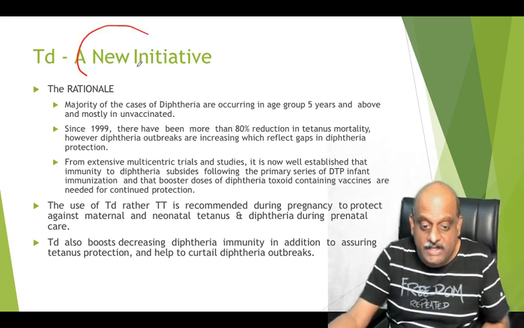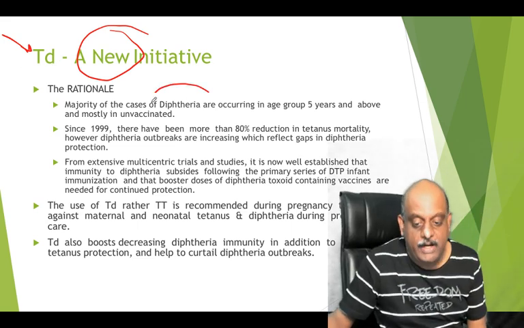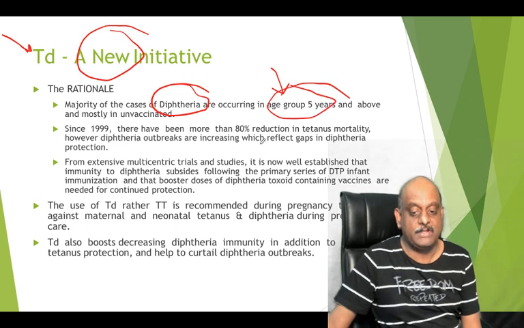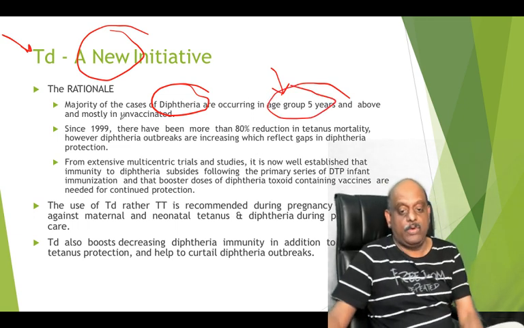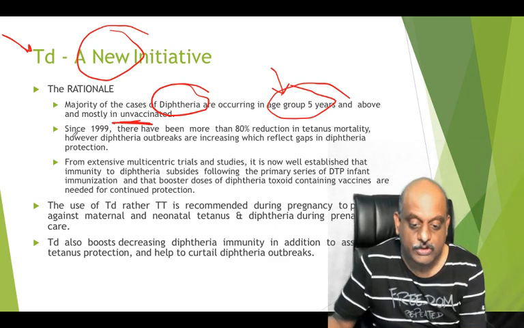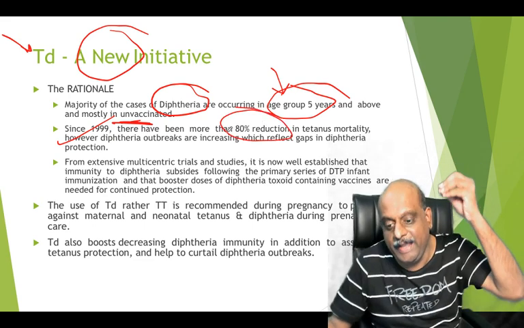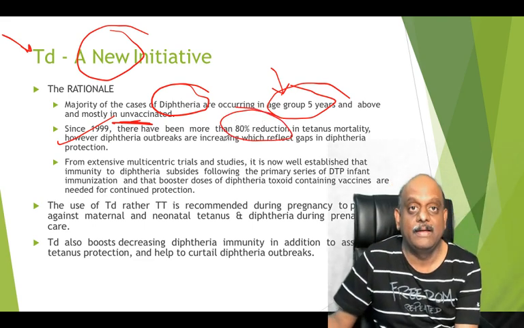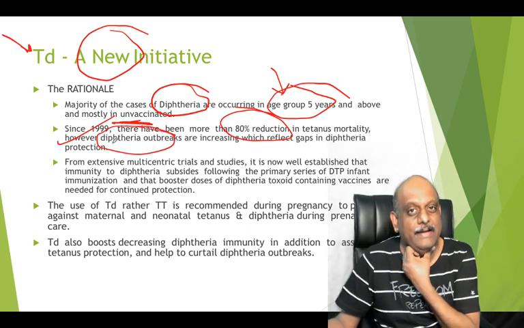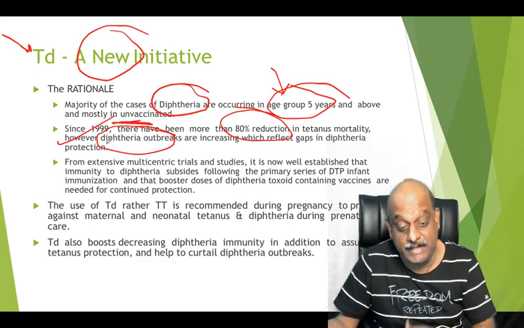Next, a new initiative called TD. The majority of cases of diphtheria occur in the age group of 5 years and above, mostly in unvaccinated kids. So from 1999 there has been an 80% reduction in tetanus mortality. But diphtheria outbreaks are increasing in spite of the 80% reduction in tetanus mortality.